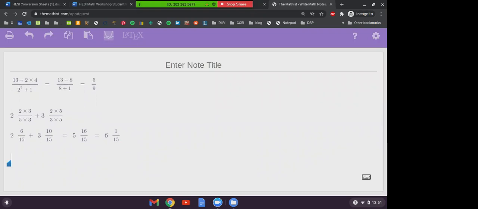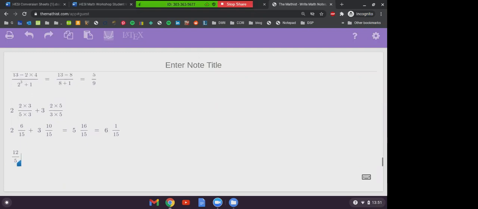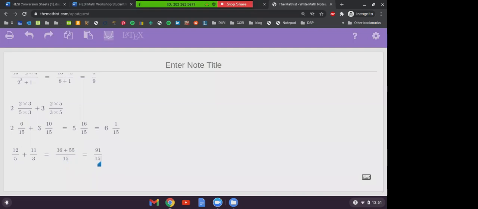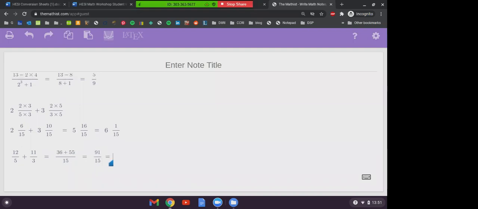The other way would be to make them improper first. So you do 2 times 5, 10, plus 2, 12 over 5, plus 3 times 3, 9, plus 2, 11 over 3. And then you basically cross multiply, so it's going to be 36 plus 55 over 15, which would be 91 over 15, which, if you divide it out, is going to be 6 and 1 over 15. So both methods work fine. Some people like to use improper fractions. Some people like to use mixed numbers. Both are okay.